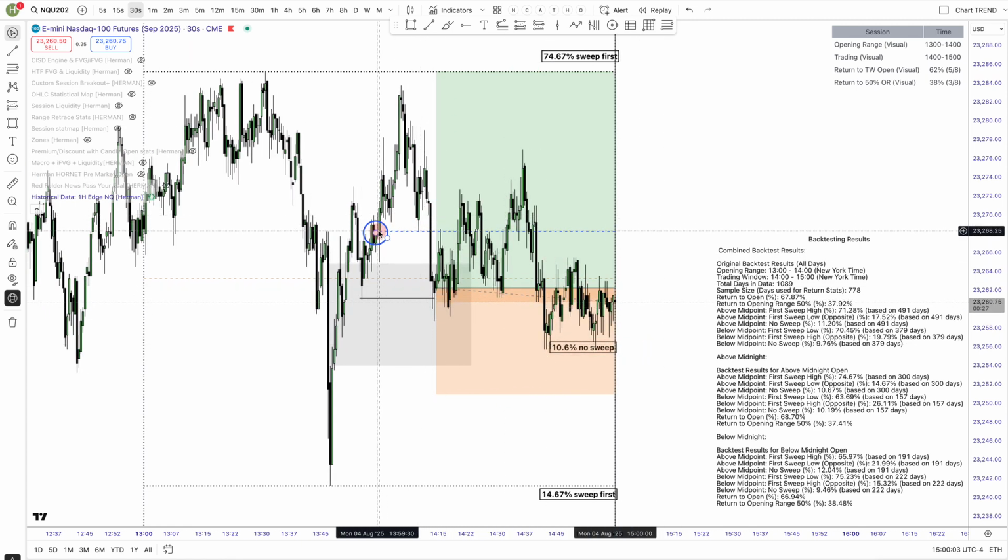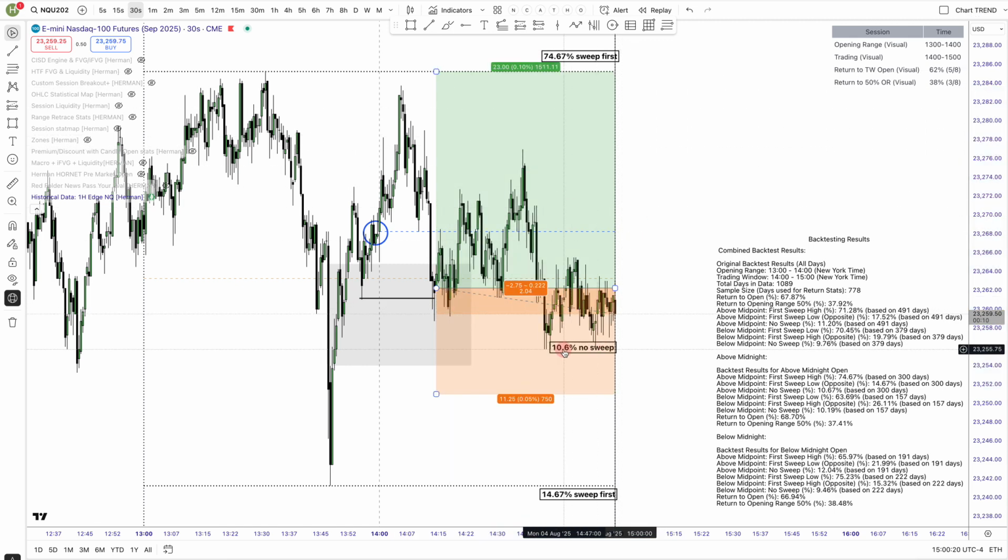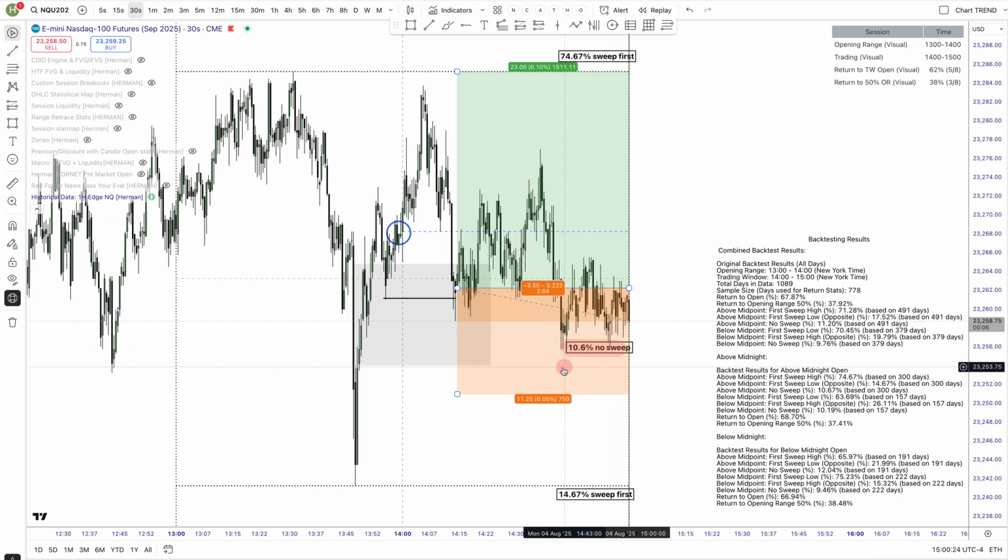So once the silver bullet started, we went really close within a couple of minutes. Then after the sweep and the reaction from the inverted fair value gap, we've been up 1.3 R, but today it's one of those 10% of no sweep days.